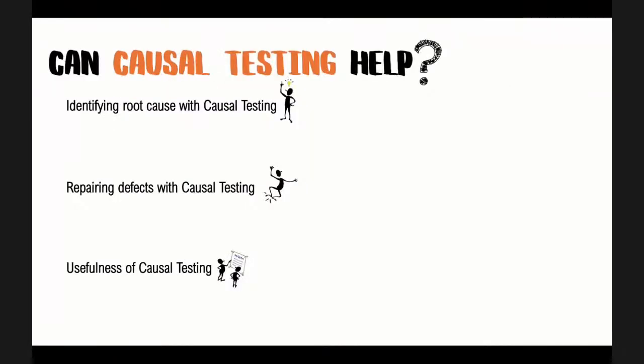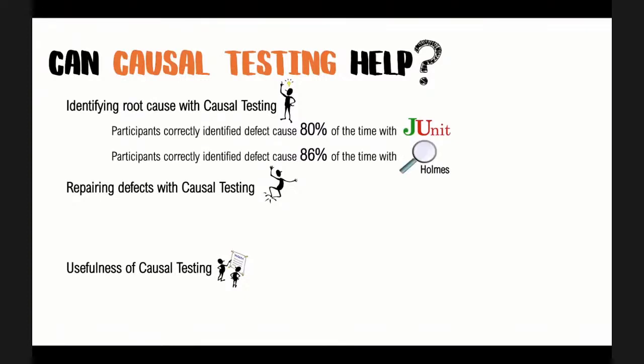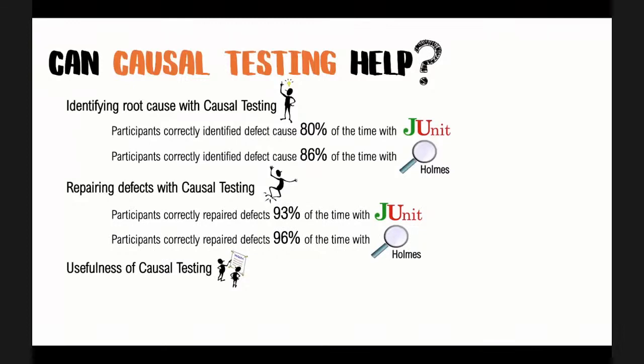Using our prototype, we conducted a user study to determine whether causal testing can help with identifying defect cause and fixing the defect. We also want to know how useful causal testing is. For this evaluation, we compared debugging with Holmes to using JUnit, the gold standard for testing and debugging Java programs. We found that, when using JUnit, participants could correctly identify defect cause 80% of the time, compared to an improved 86% of the time with Holmes. When it came to repairing defects, we found that participants were able to correctly repair defects most of the time with JUnit, with a slight increase when using Holmes.